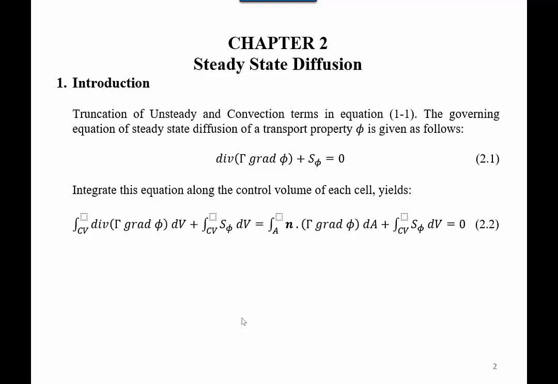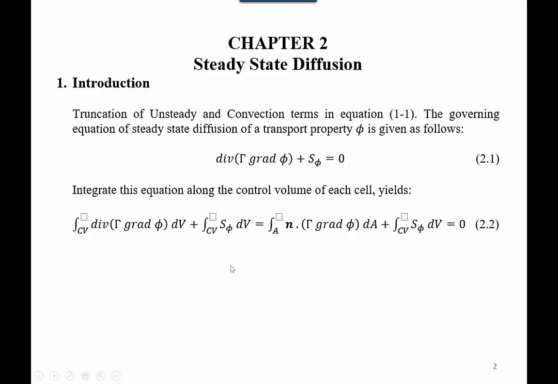And also there are no convection terms in the general transport equation. So the second term also will be deleted, which is partial rho multiplied by u vector and phi. So the only thing left is the divergence of gamma multiplied by gradient of phi, which is the diffusion term, plus the source term S of sub phi, which will be equal to 0. This is the general governing equation of the steady state diffusion, which is equation 2.1.